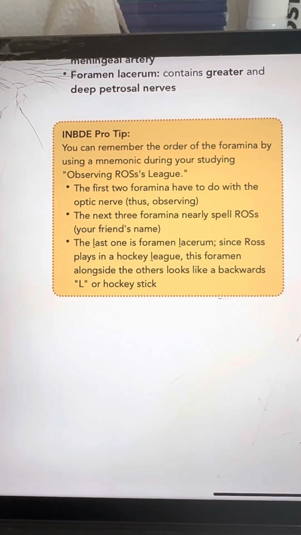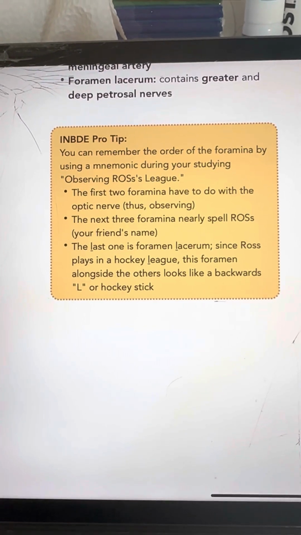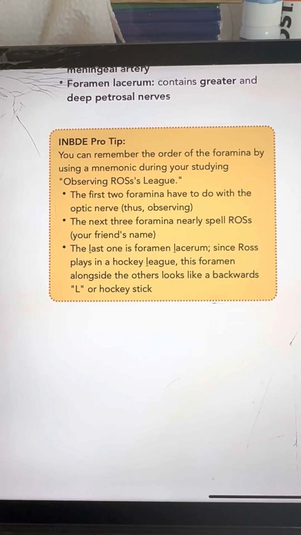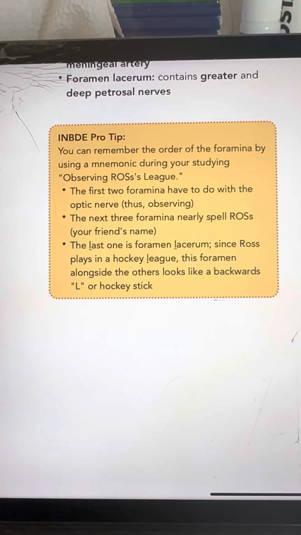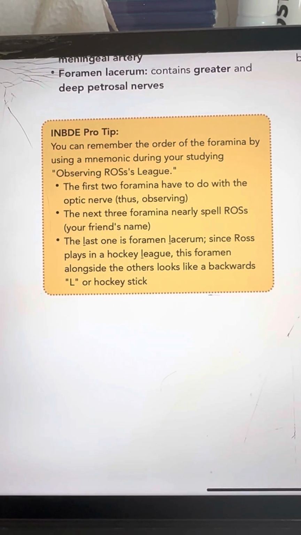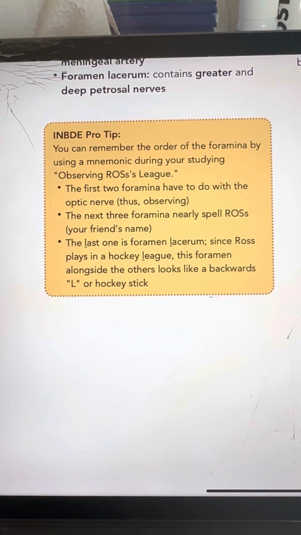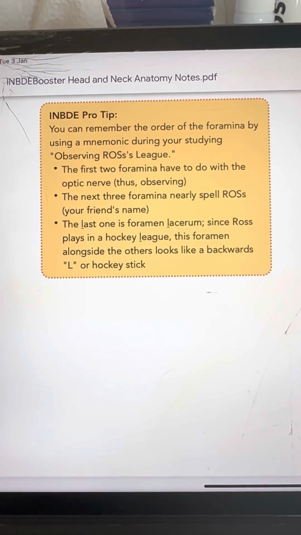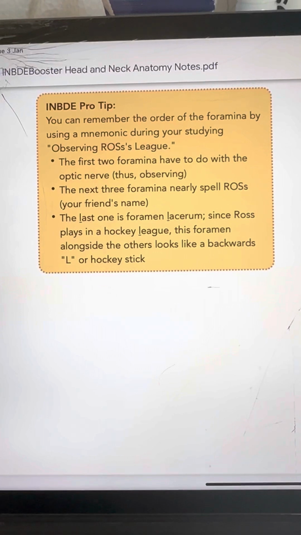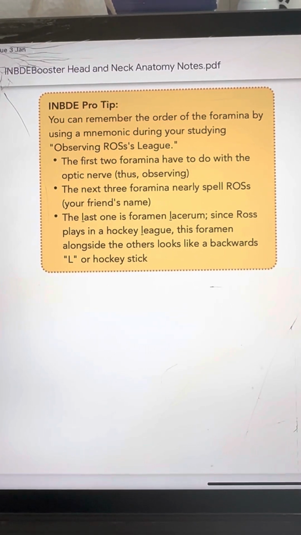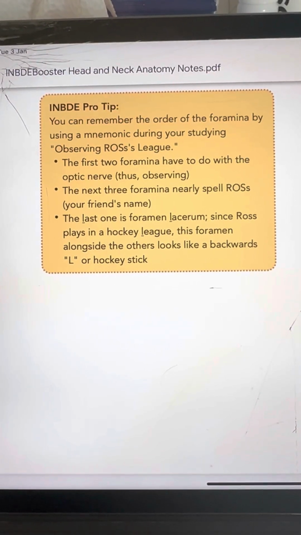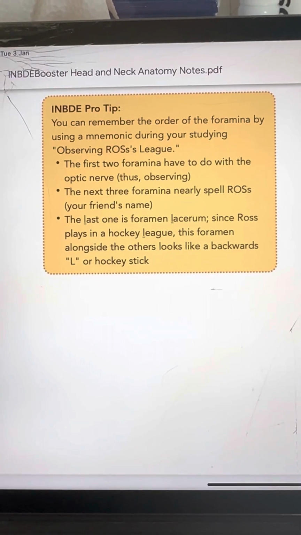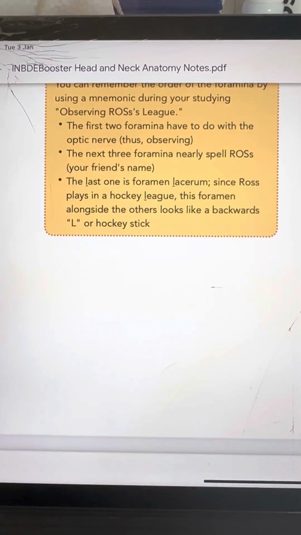INBDE pro tip: you can remember the order of the foramina by using the mnemonic during your study, the Ross League. The first two foramina have to do with the optic nerve, thus observing. The next three foramina spell Ross, your friend's name. The last one is foramen lacerum, since Ross plays in the hockey league. This foramen alongside the other looks like a backwards arrow or hockey stick.